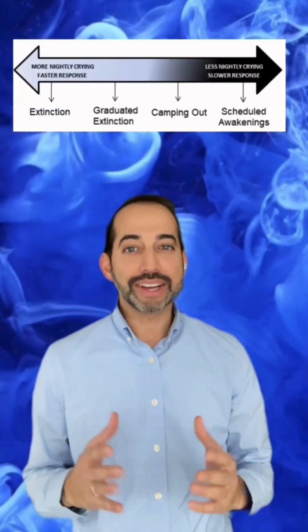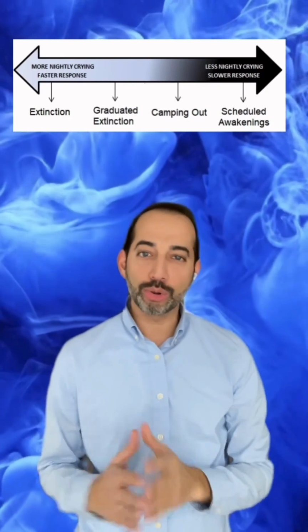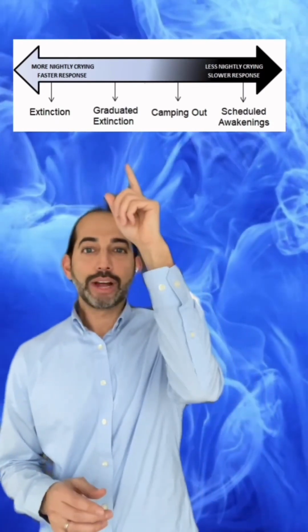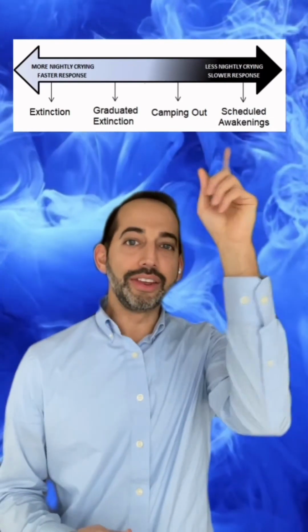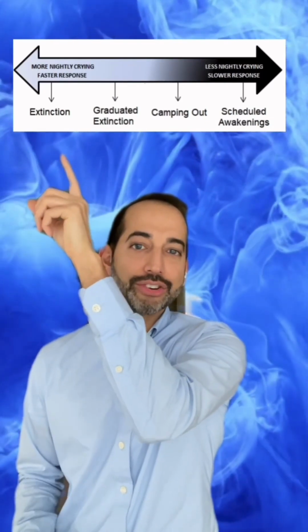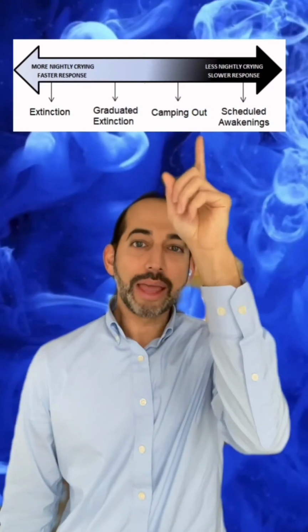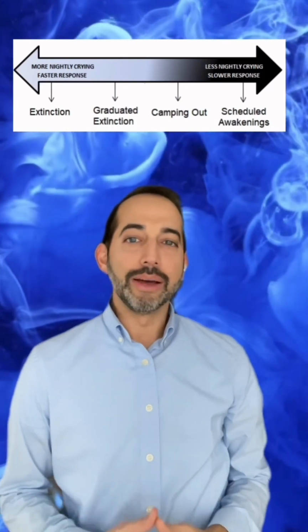All right, sleep training technique number 2, camping out technique. Let's go through it step by step. We already talked about graduated extinction, which is my go-to method, but camping out is a close second. As you see on this gradient here, more upfront nighttime crying each night, faster response. With camping out, we have less nightly crying, but a slower response.